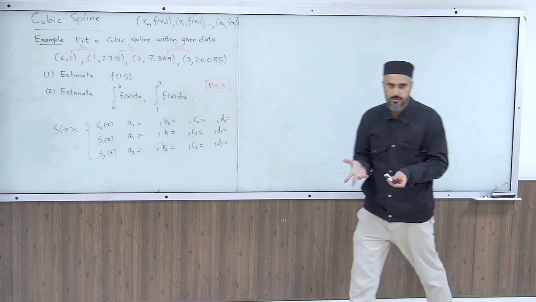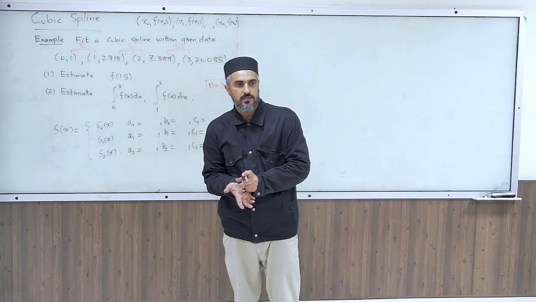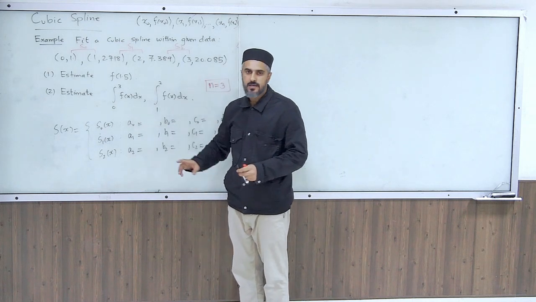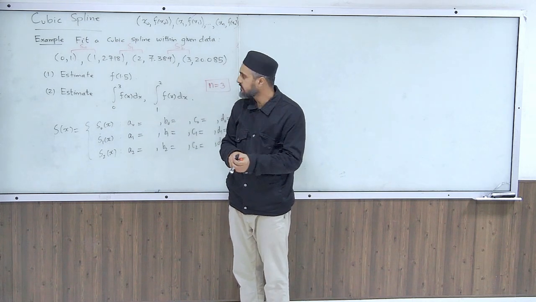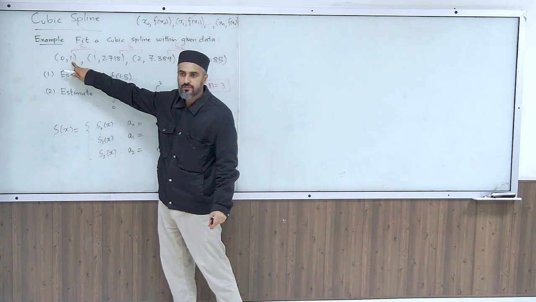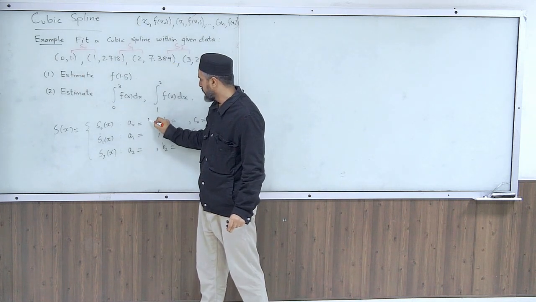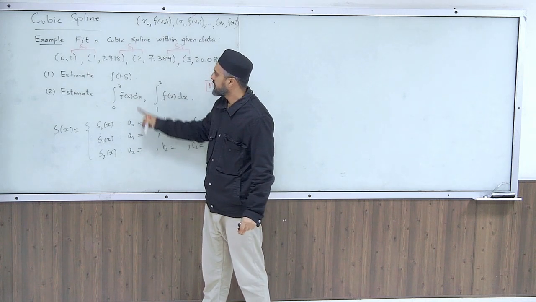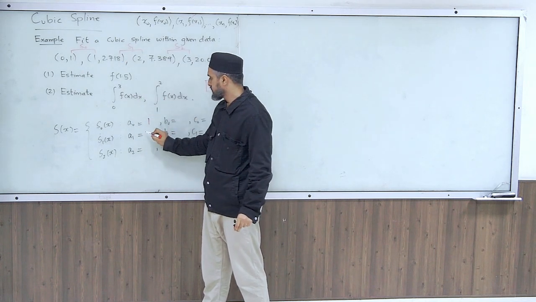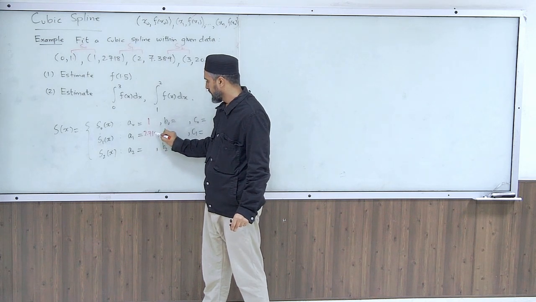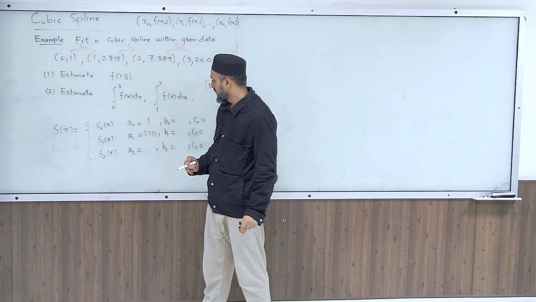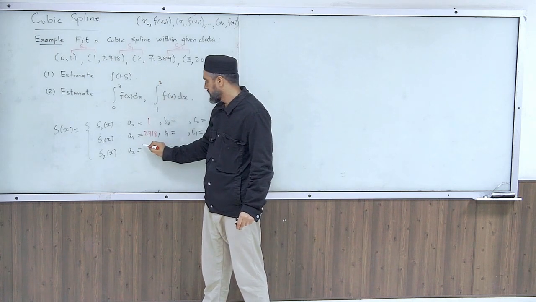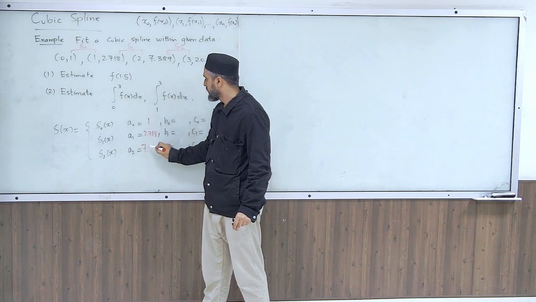Okay, let's start with the first equation, which is Aj is the same as f of xj. So A0 is the same as f of x0. What is f of x0? It is 1. These are the f of x values. So A0 is 1, because it is the same as f of x0. A1 is f of x1, which is 2.718. And then we have A2 as f of x2, which is 7.389.